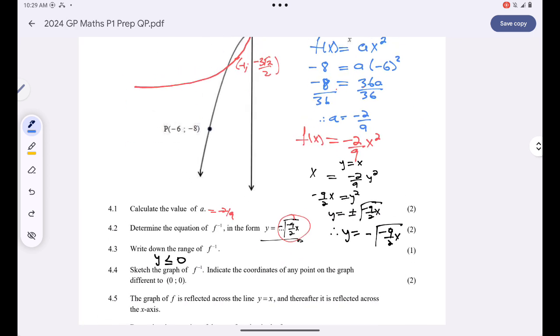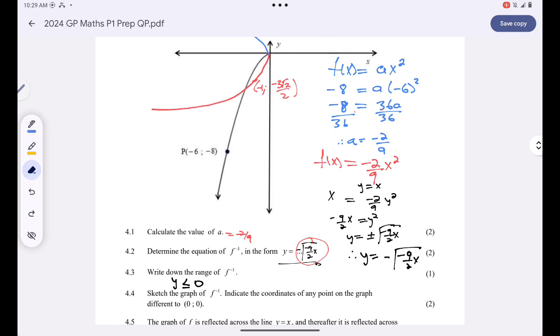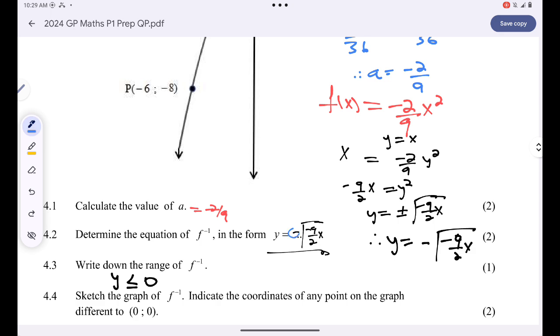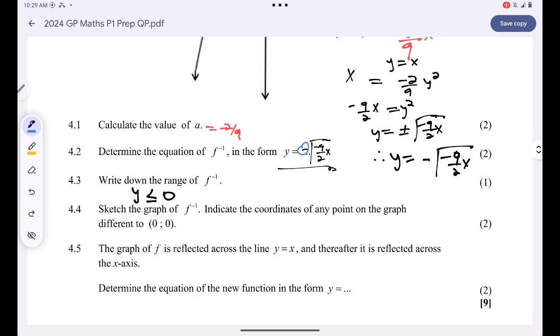So the difference is that since our graph had a negative coefficient, for the answer over there, our graph will just have a positive coefficient. So the answer will just be equal to the square root of negative 9 over 2x. So this will be the answer over there, guys.